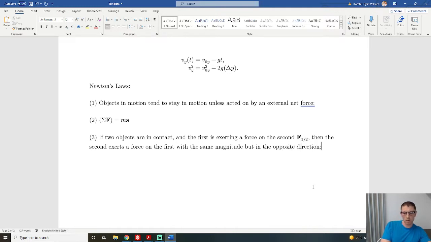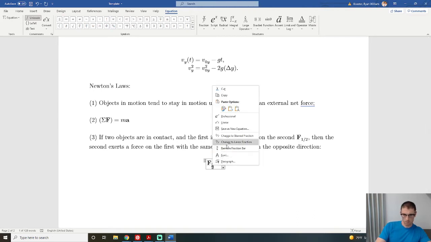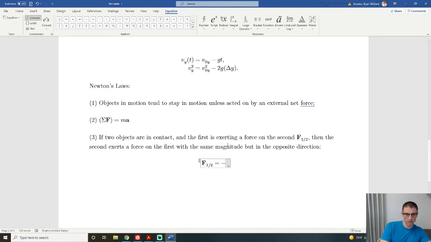And symbolically, we could write F12 equals, let me fix this, negative F21. And just remember that taking a vector and multiplying it by, let's say, -1, it just flips its direction. It's like rotating the vector by 180 degrees.